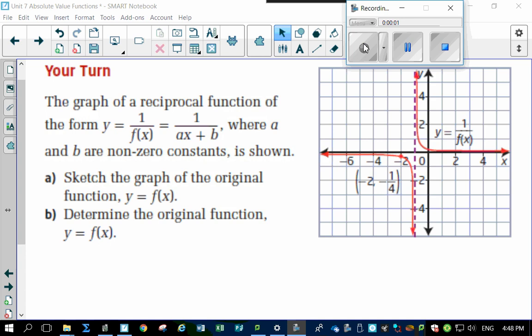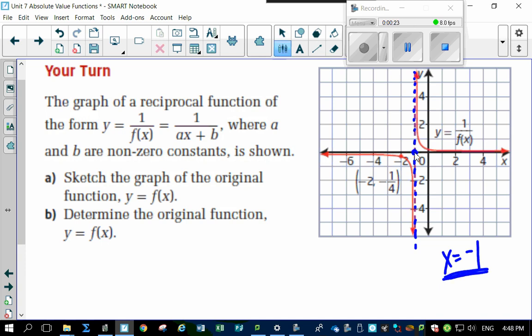So here's a graph of a reciprocal function. I want to find the original. So what have you got here? Well, think about it. You've got a critical point right there at -1, so x equals -1, which you know is your asymptote, right? Okay, so that must mean that that was on your original graph.